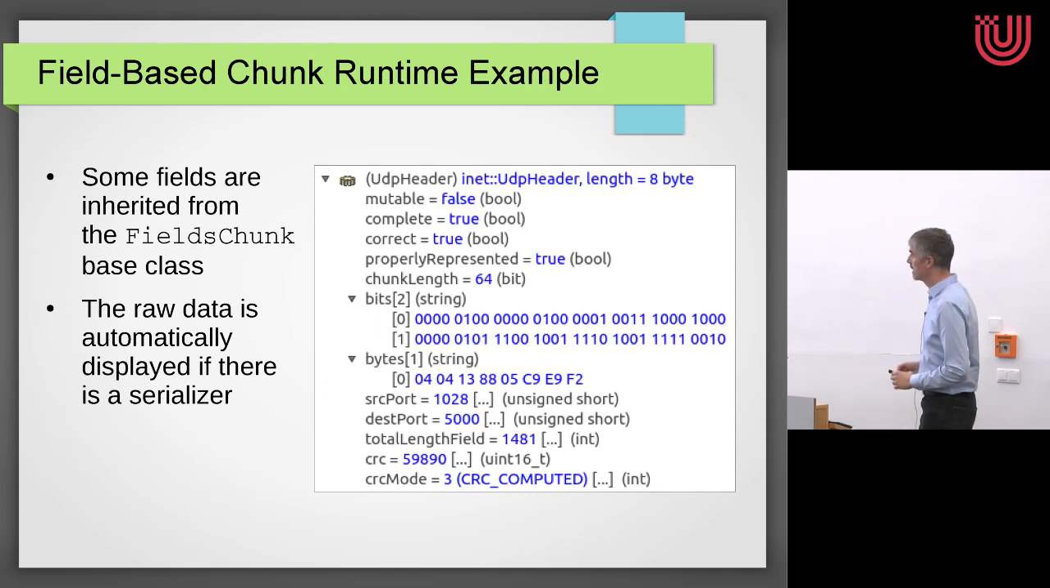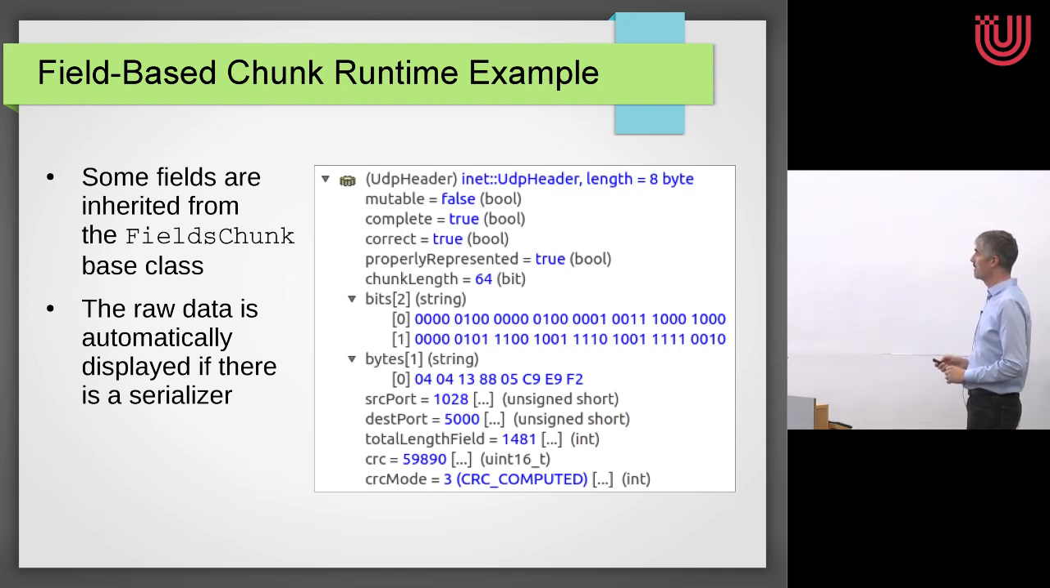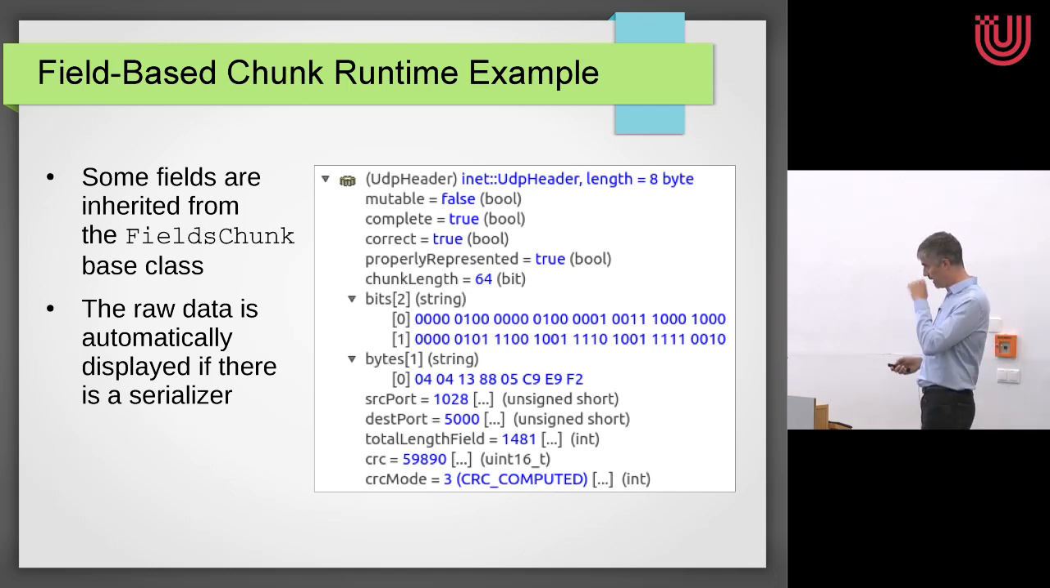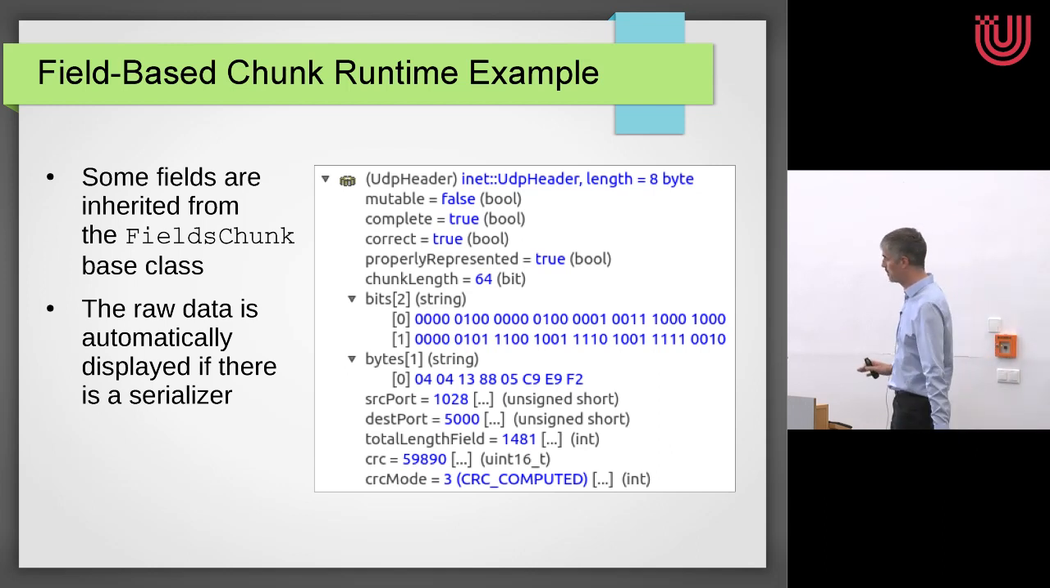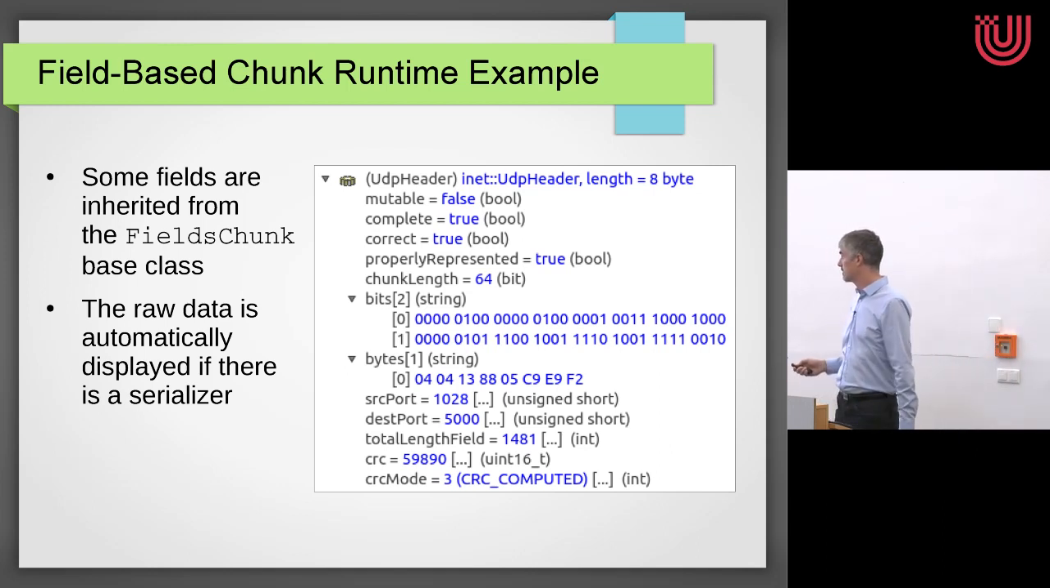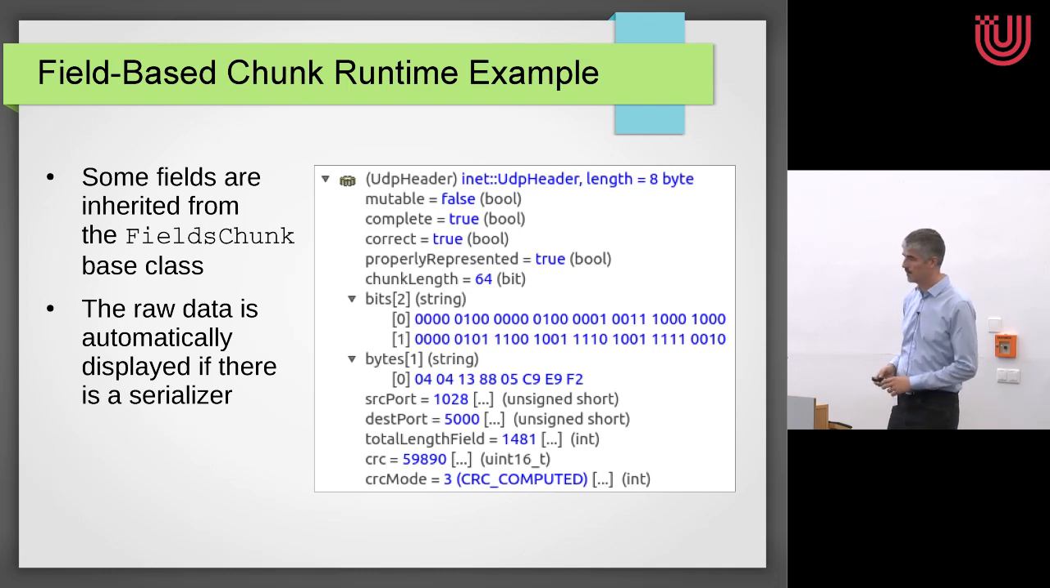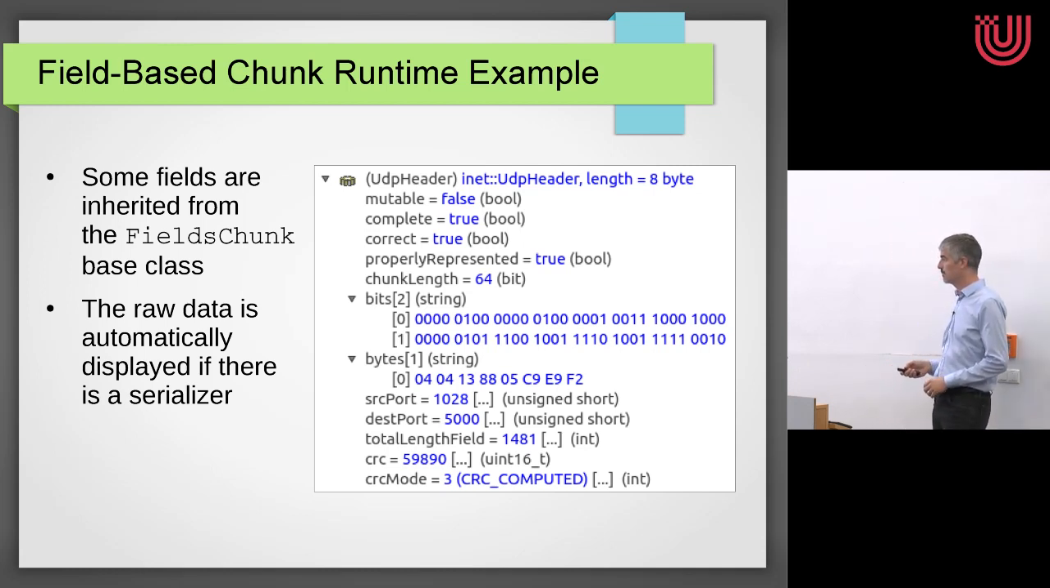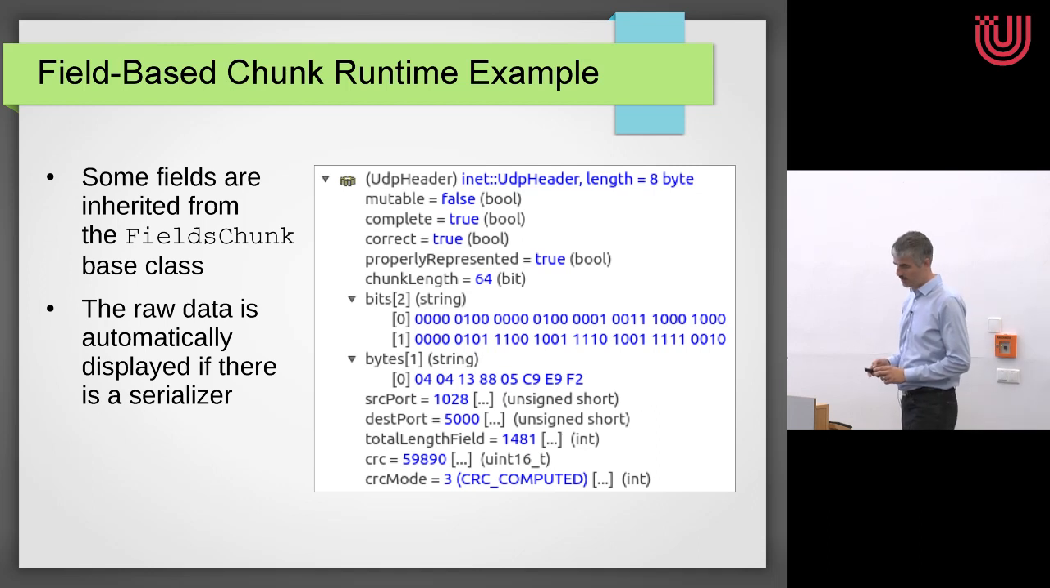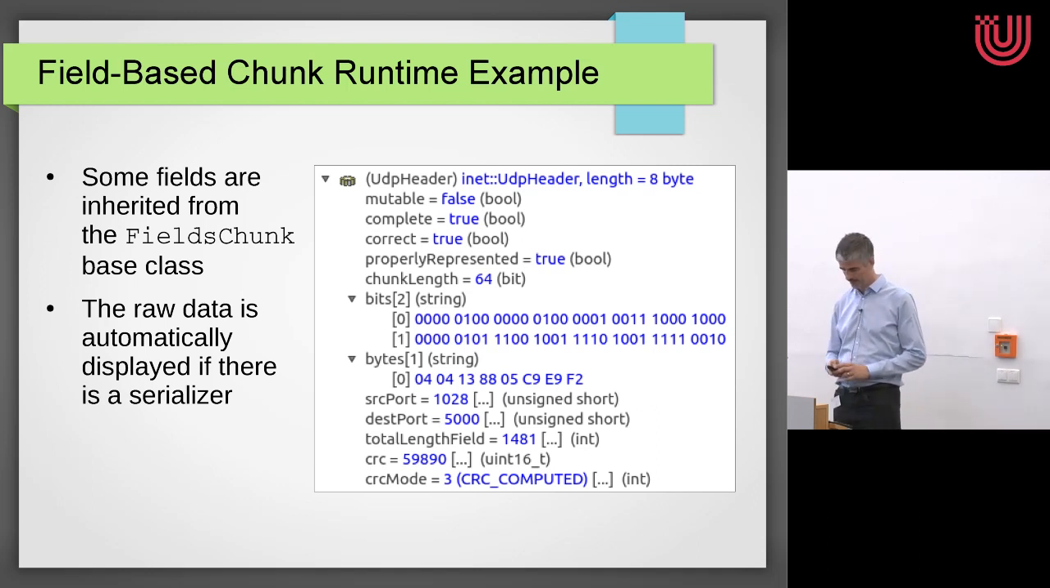Here's an example of how it looks in the user interface. This is a UDP header chunk, which is an 8-byte header. Here you can see all the fields defined by the chunk. These are the inherited fields from the base class, which are important so that you can know that this is a complete chunk, correctly represented, and immutable, so that it's probably shared. And here you can see the raw data automatically displayed using the serializer, so you actually see the bytes and the bits, as you would see it in Wireshark, for example.